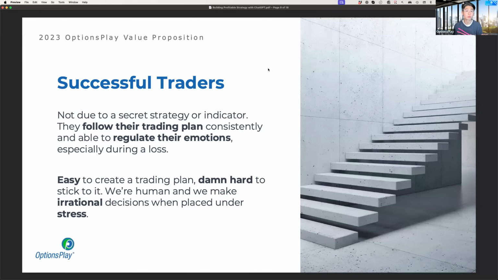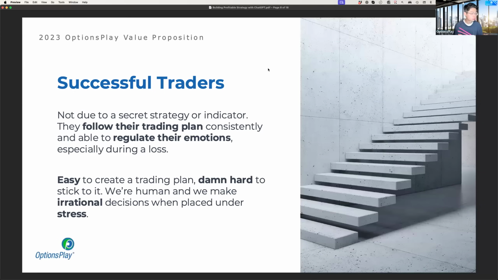And what we do is we have a really tough time managing ourselves and managing the emotions around taking a loss when we should, and maybe not taking profits too early. That all comes down to managing emotions. So it's easy to come up with a trading plan, but it's incredibly hard to stick to that trading plan, especially if you don't have someone that tells you if you don't stick to it, you're going to get fired.